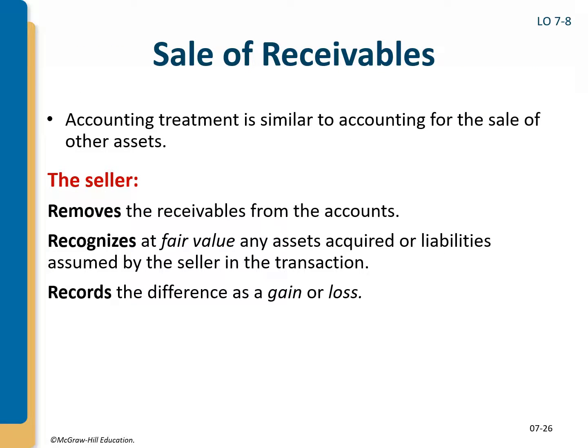Okay, so now what if instead it was an outright sale of the receivables? This means the company who is selling the receivables, that would be us in this case, the accounts receivables, we are physically taking the asset out of our name. It's no longer ours. So we need to remove any receivables we're selling. We need to recognize any fair value of any assets acquired or liabilities assumed by us in the transaction and record the difference as a gain or loss, just like we do when we sell anything else.